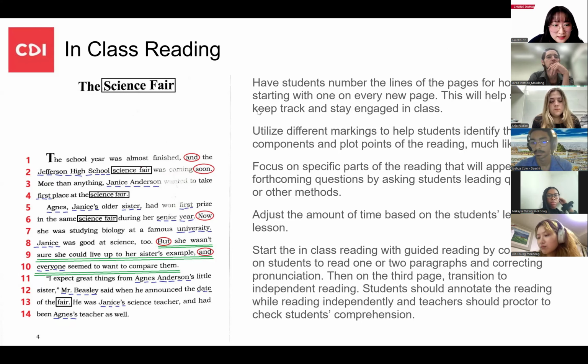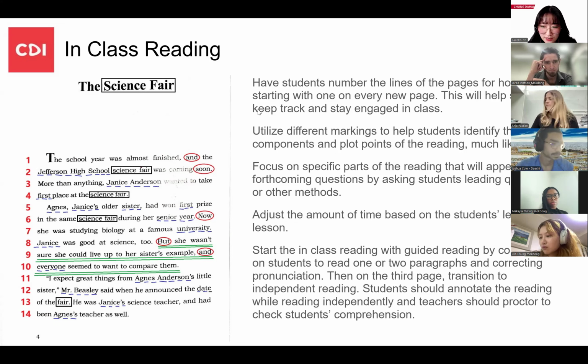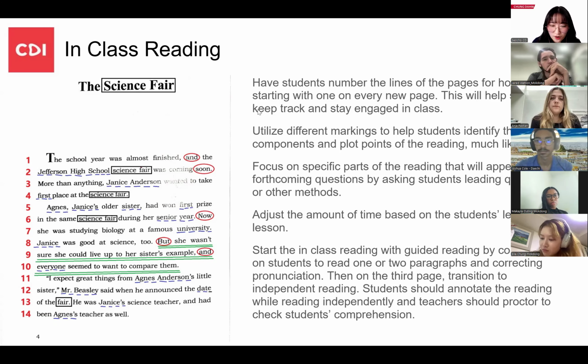At this point, there are some reading comprehension questions later on, and you may find this helpful during your prep to focus on specific parts of the reading that will appear later in those comprehension questions. You can ask students some leading questions about those comprehension questions or any other methods that you see fit. And then make sure to adjust the amount of time based on the student's level and the lesson.